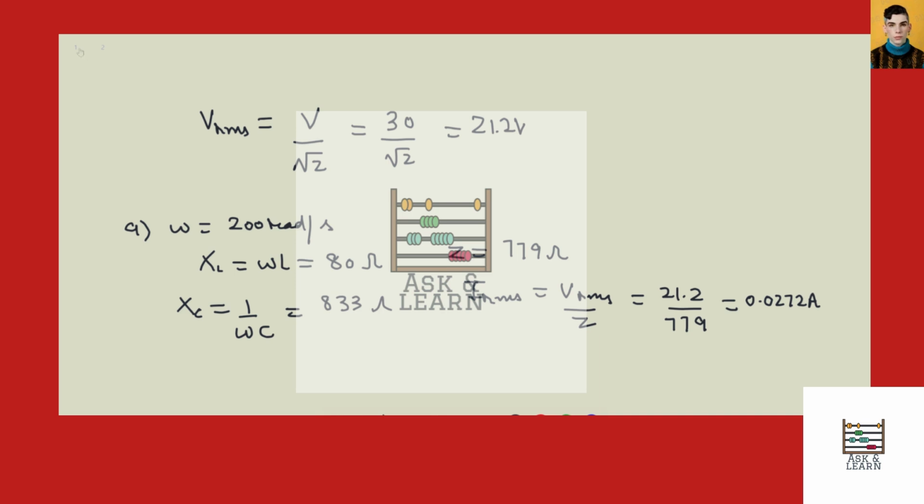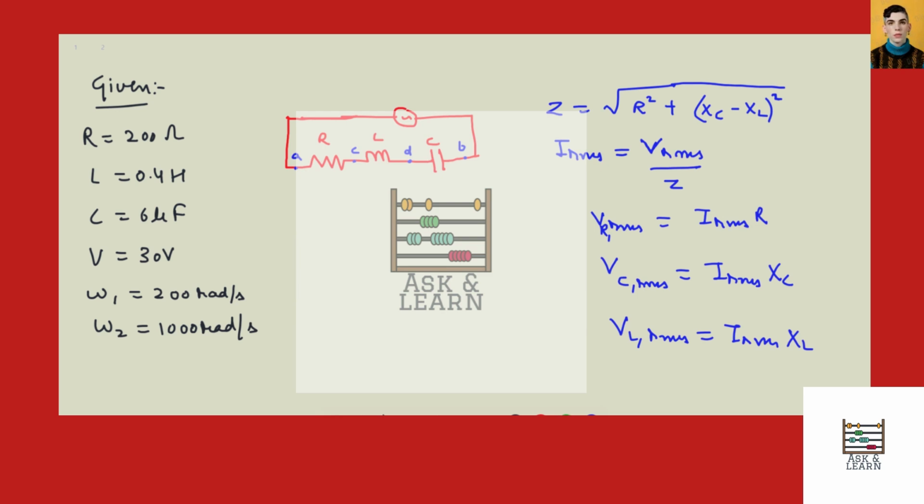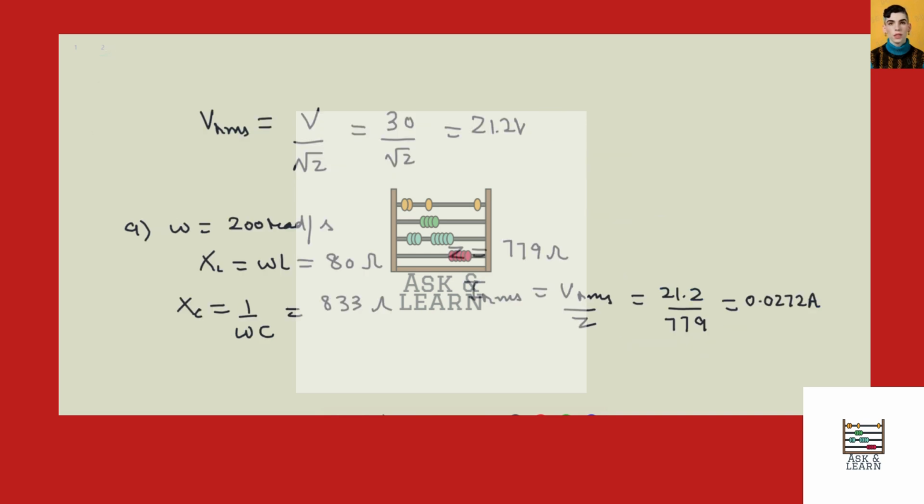Looking at V1, let's draw V1 now. V1 equals VR RMS, which equals IRMS R. Putting in the values, IRMS equals 0.0272 and R is 200 ohm. So this comes out to be 5.44 volt.